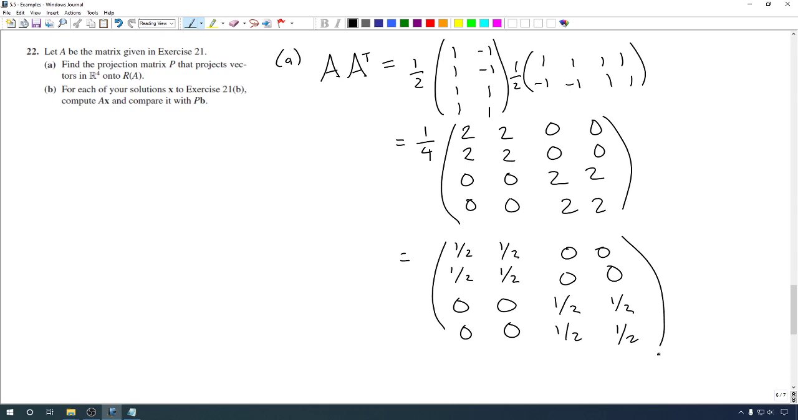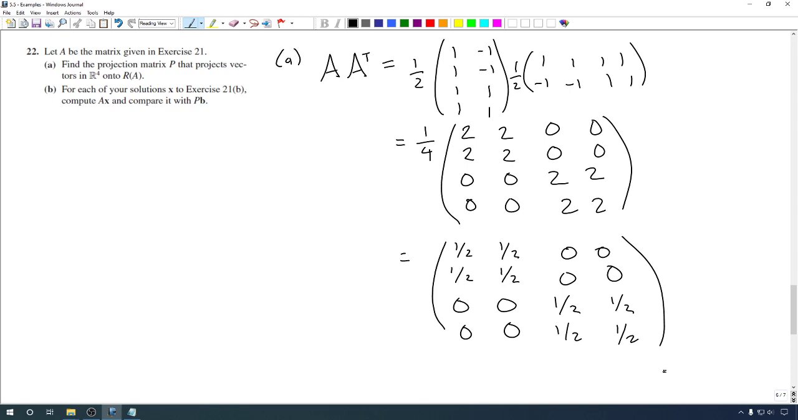But that is the projection of vectors in R4 onto the column space. Take any vector and multiply it by this matrix. We're going to project onto the columns of A.